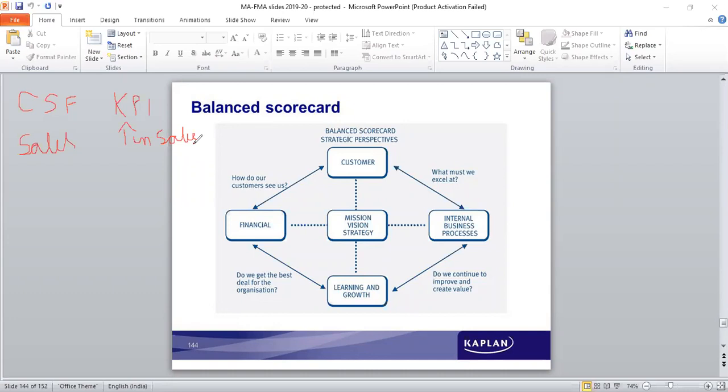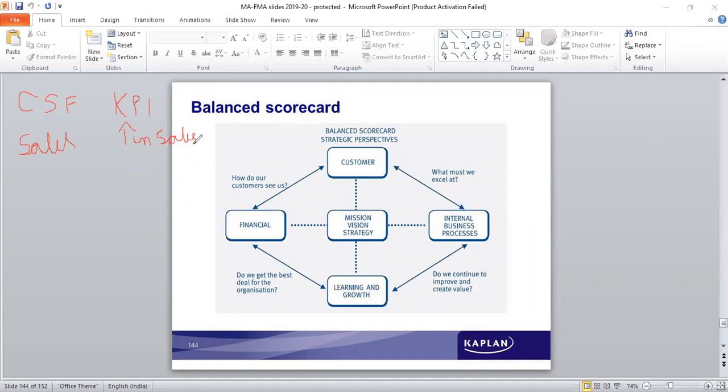Internal business process talks about efficiency, it talks about quality, is the workplace safe, is it prone to accidents, etc. So various things. How do they take care of the customers, the delivery to the customers, flexibility in terms of delivery or customization, flexibility in terms of production, etc.